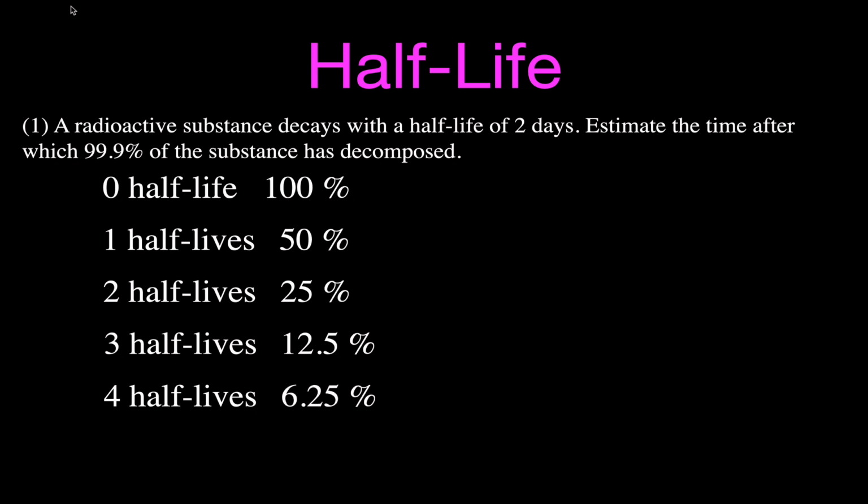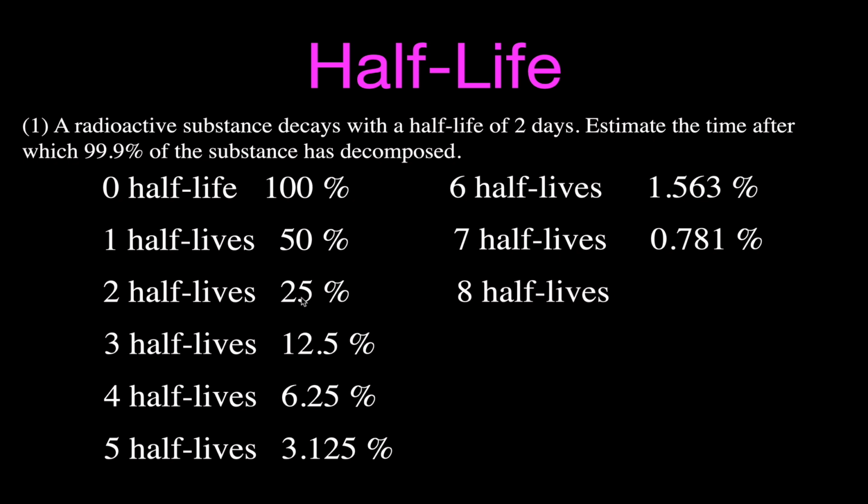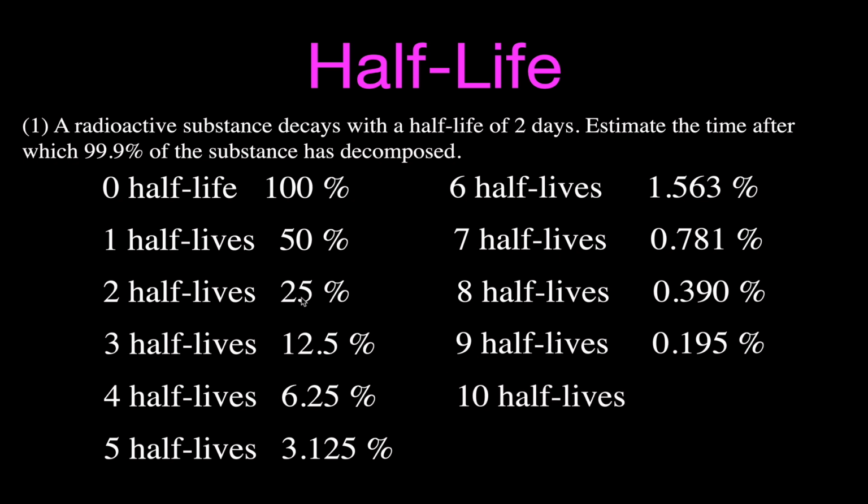You can see I'm dividing each of these numbers each time by 2, because after each half-life, another half of the material is gone. So after 5 half-lives, we're down to about 3%, 6 half-lives, 1.5%, 7 half-lives, as we said earlier, 0.78%. Okay, that's less than 1%. We want to get down to 0.1. So that's 9 half-lives, we have 0.19, and after 10, it reduces to just under 0.1%.